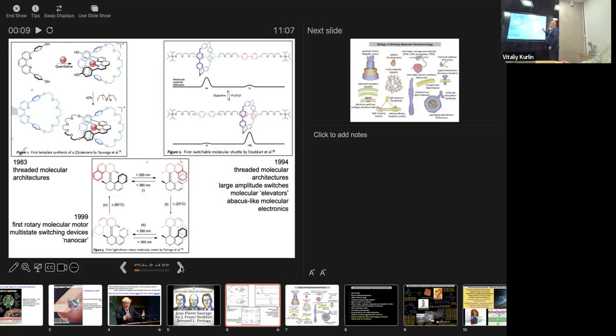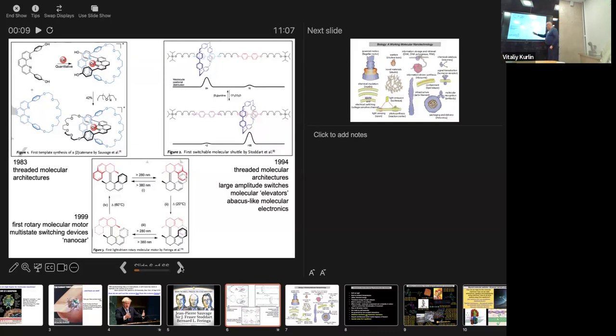But Stoddart followed on from Sauvage in the 1990s and the 2000s. Stoddart's genius was really to recognize that the large amplitude motions that you could get by building them mechanically into an architecture could potentially be used for molecular machines. So Stoddart made lots of large amplitude switches where you change the rims on these tracks. People called them motors, but they weren't, but they didn't know better at that time. And he made all sorts of molecular machines that were based on shrinking down macroscopic machines, so-called molecular elevators, and crystalline systems.